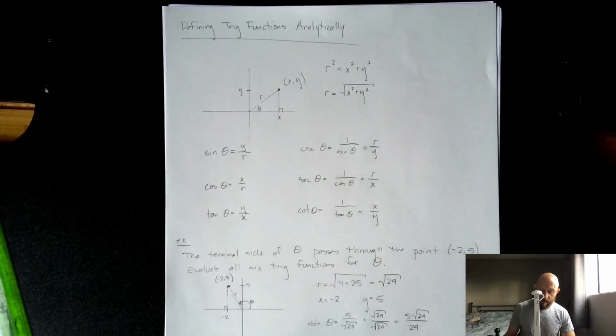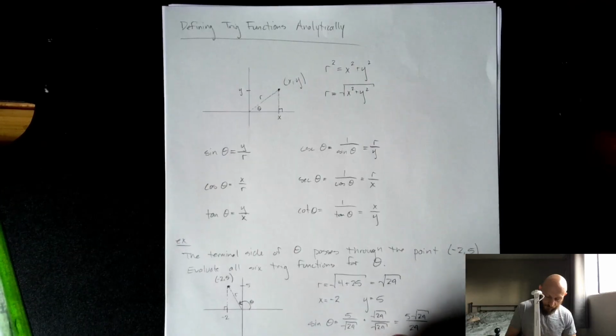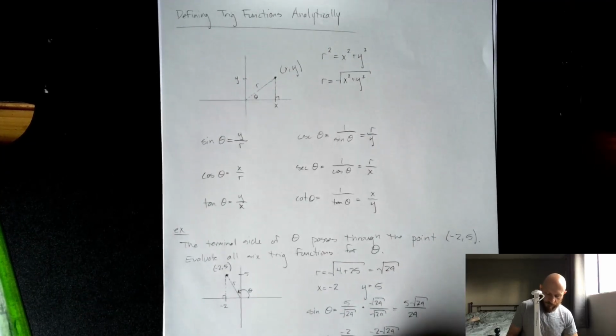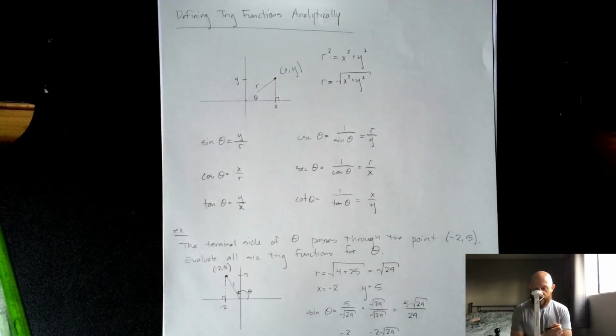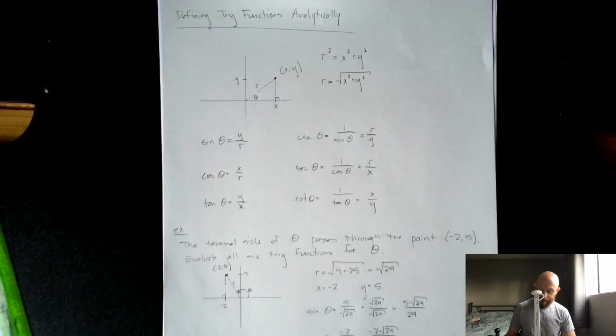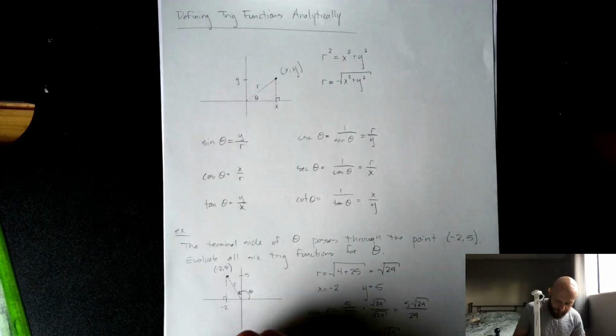Cosine of theta is x over r, so -2 over root 29. And again, after we rationalize, it's going to be -2 root 29 over 29. Tangent of theta is y over x, so -5/2. And then the others are just reciprocals.